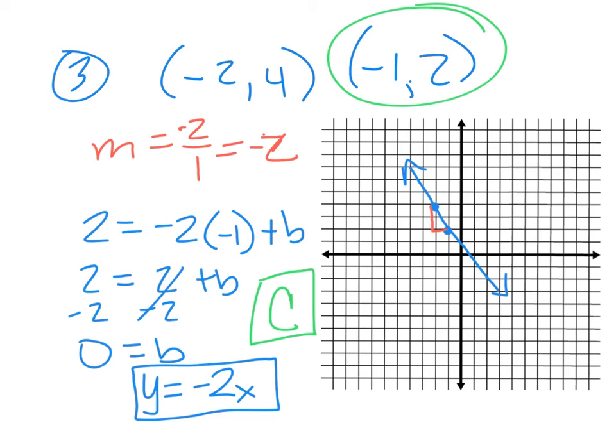So on your papers, write C for on your own number 3. Just because it makes my grading faster. That's all.